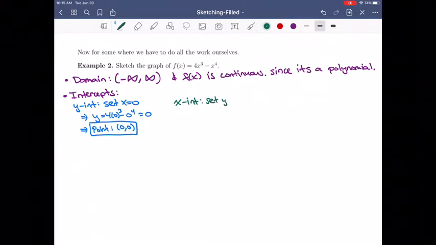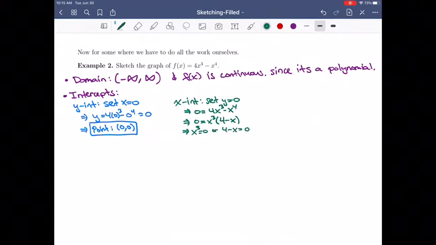We want to set y equal to 0. So that means I'm going to have 0 equals 4x cubed minus x to the 4th. Now I want to factor, so I can take out x cubed, and then I'm going to have a 4 minus x. So I have two things multiplied together equaling 0, which means one of them has to be 0. So either x cubed is 0, or 4 minus x is 0.